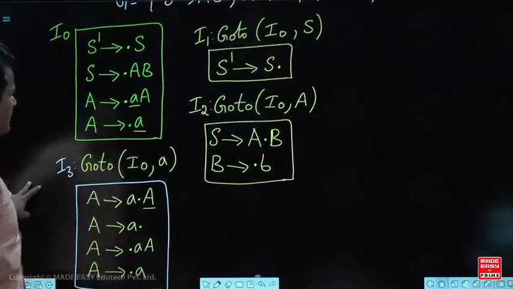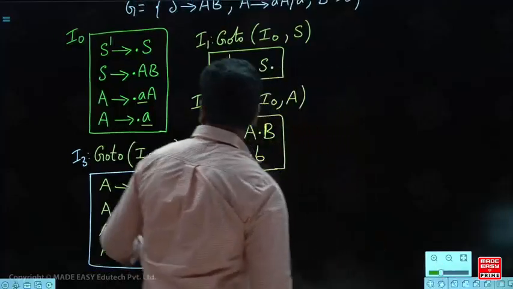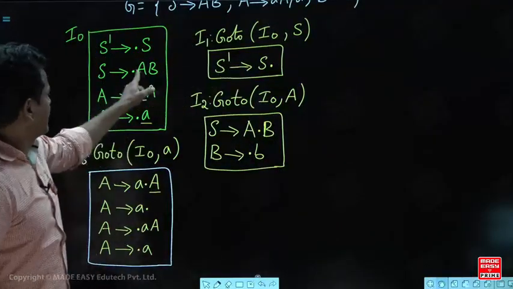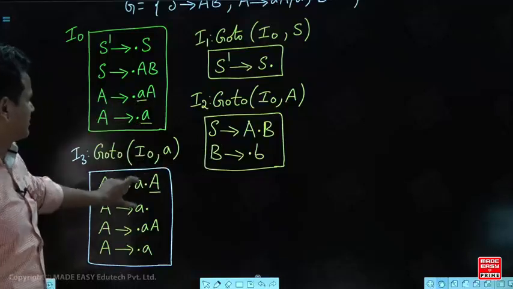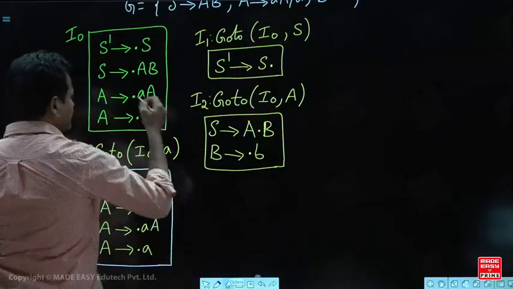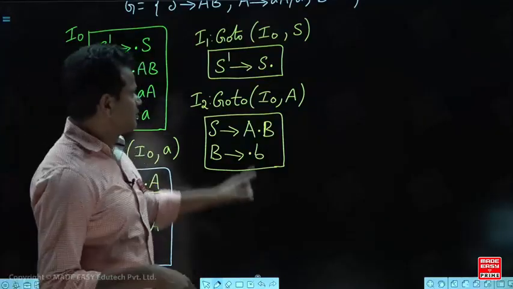Now every one of you look at this. So this is I0 comma S, I0 comma capital A, I0 comma small a. So we have completed I0. Okay, done. Come to I1.